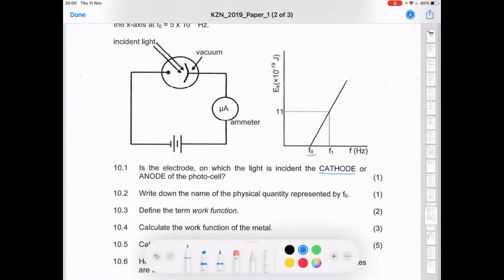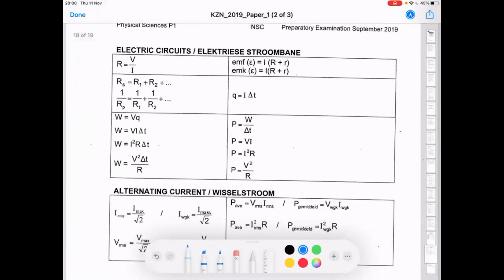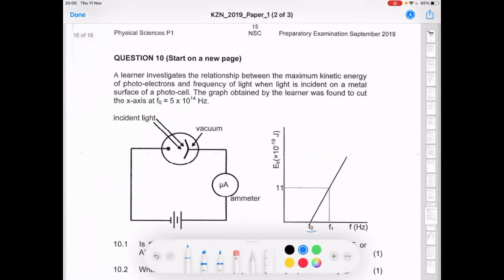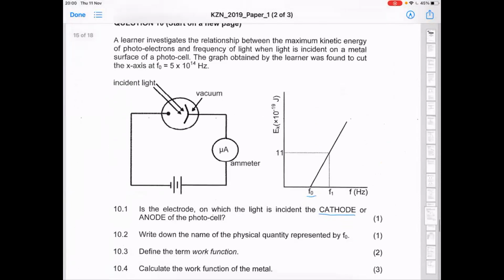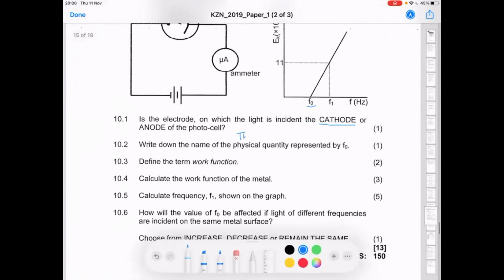Write down the name of the physical quantity represented by f0. You all know what that is. It's the threshold frequency. Define the term work function. It's the minimum energy that an electron in a metal needs to free itself from the metal surface. And then calculate the work function of the metal.